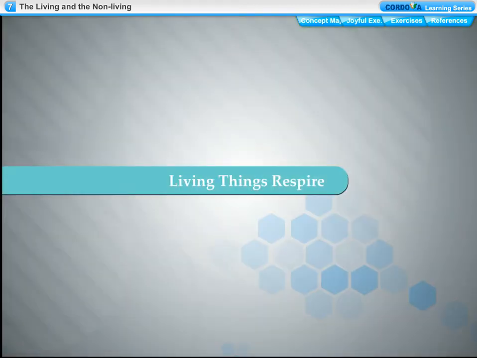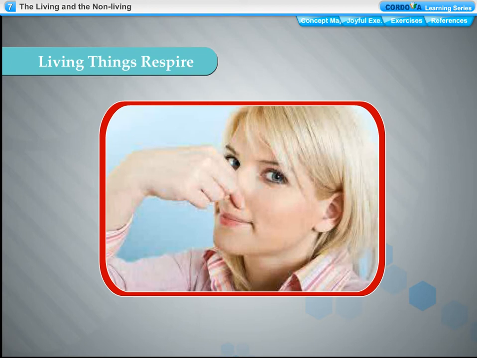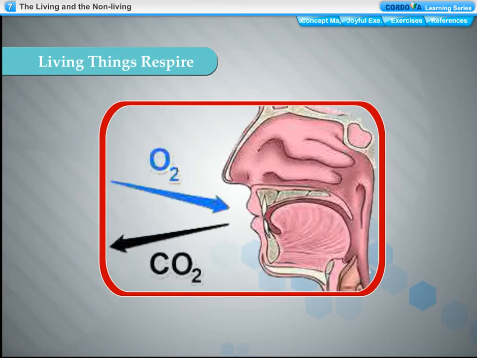Living things respire. Hold your breath for a few seconds. Can you hold it longer? No. All living things breathe to live. All living things inhale oxygen-rich air and exhale carbon dioxide-rich air. The process of inhaling and exhaling air is called breathing.